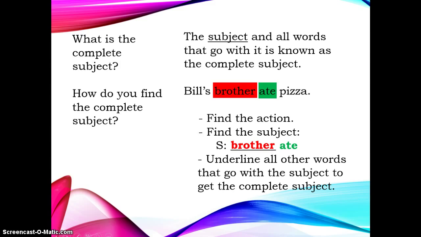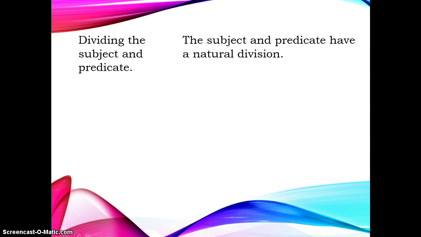Next, we're going to underline all the other words that go with the subject in order to get the complete subject. We will do this with a single underline. Finally, we're going to divide the subject and the predicate. The subject and the predicate have a natural division. Let's look at our sentence one last time.